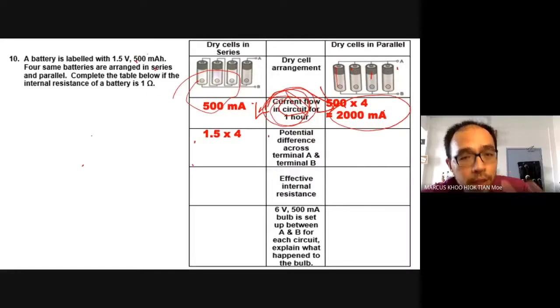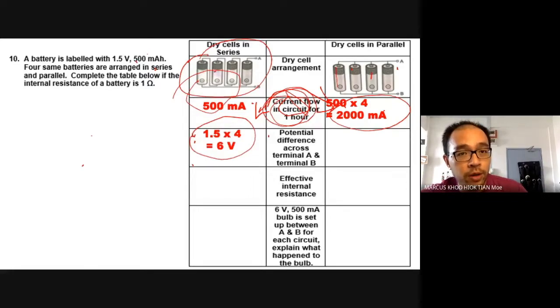Okay, but the potential difference, since it is in series, it will be combined. 1.5 plus 1.5 plus 1.5 plus 1.5. But the potential difference will be 1.5 if it is in parallel. It is as if only one of the batteries is actually functioning.